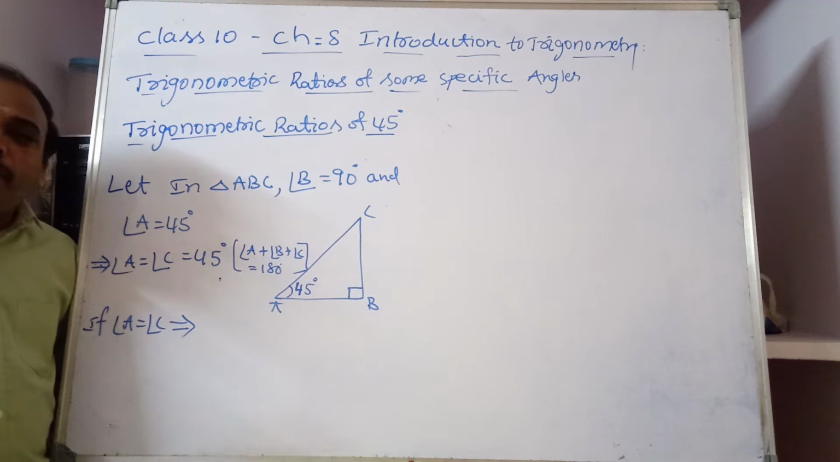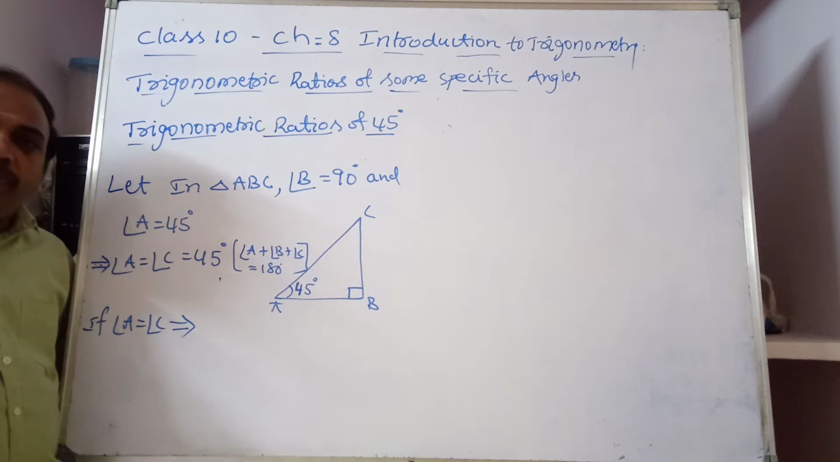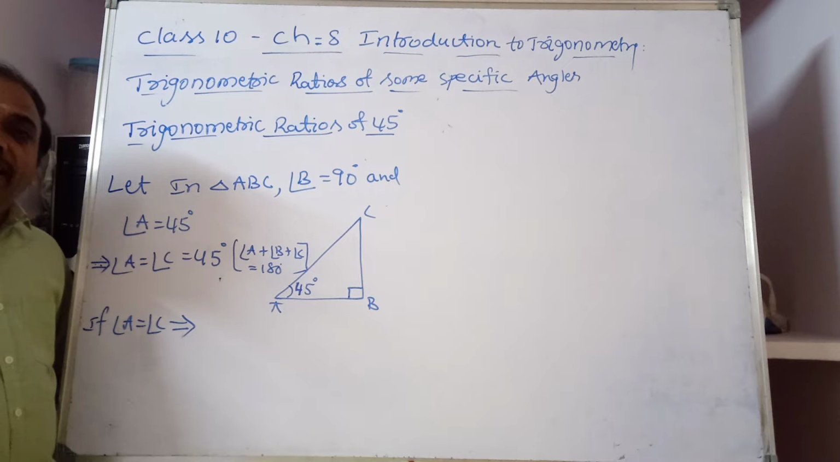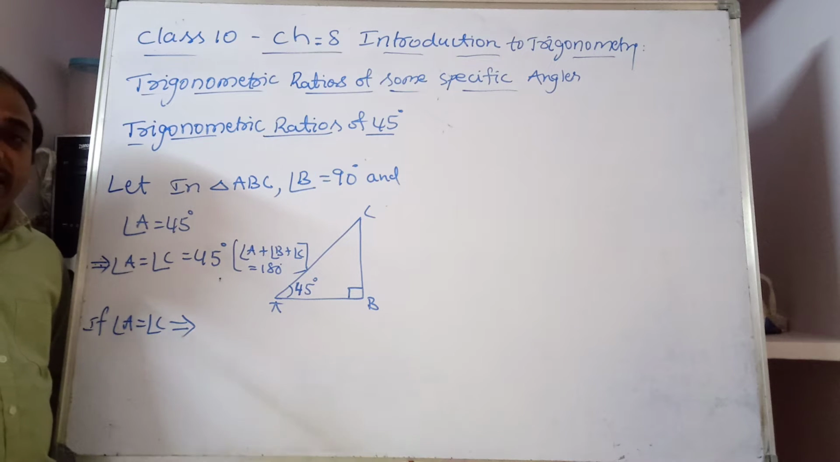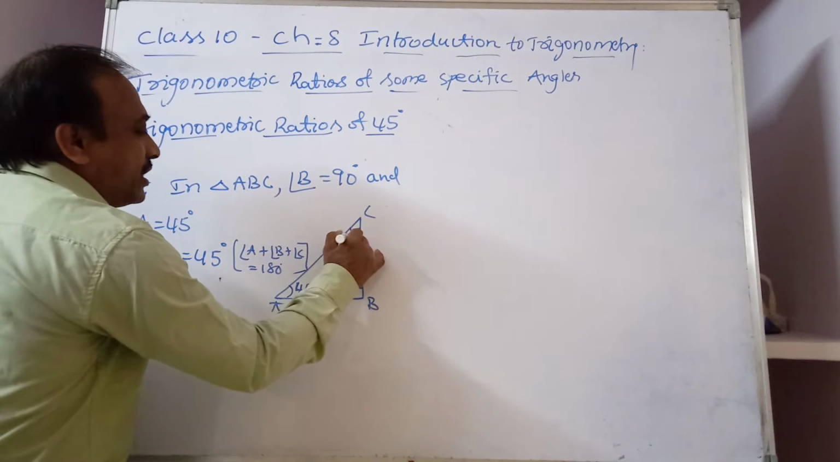Yes, they are equal. You are right. Why are they equal? Because of a property in a triangle: angles opposite to equal sides are equal. That is an isosceles triangle, where sides are equal. See, here angle C is also 45 degrees, as we got.